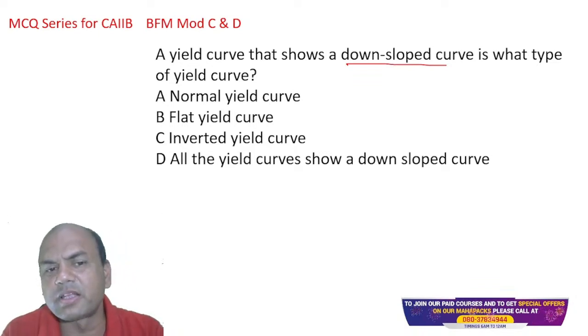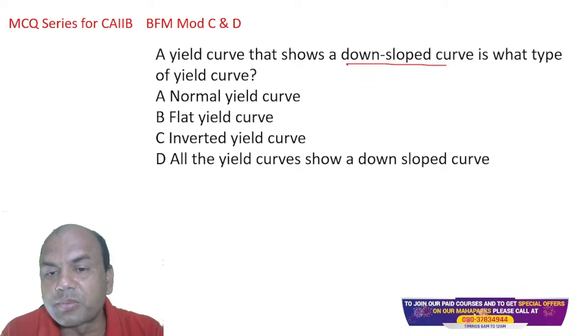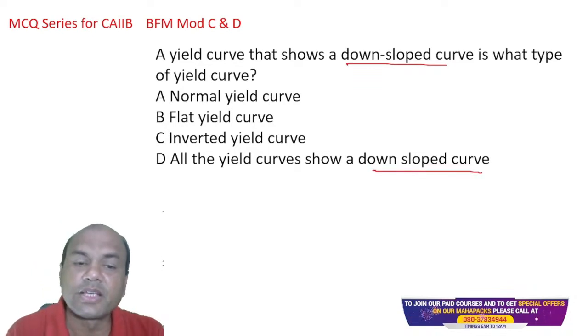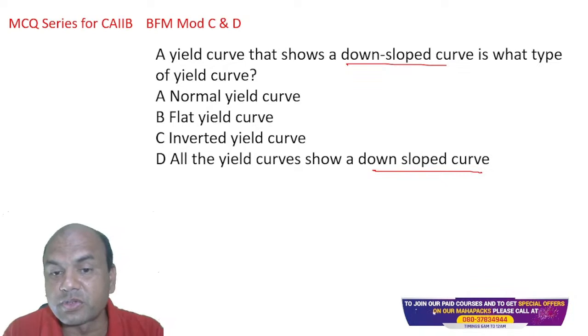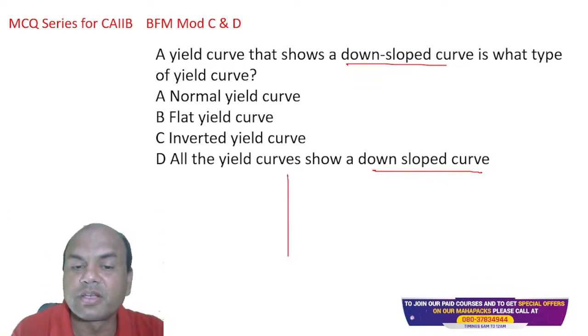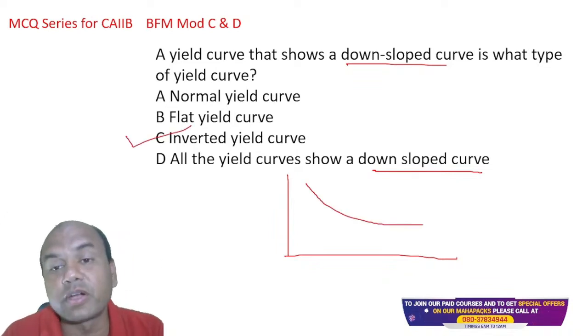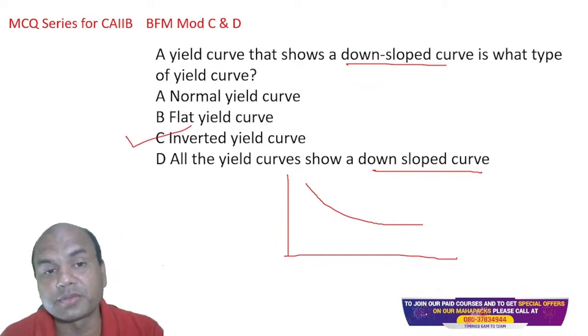Normal yield curve, flat yield curve, inverted. Do all yield curves show a down-sloped curve? What do you think? The answer is: normal, flat, inverted, down slope. It will be inverted. Okay, an inverted yield curve will show a down-sloped curve.